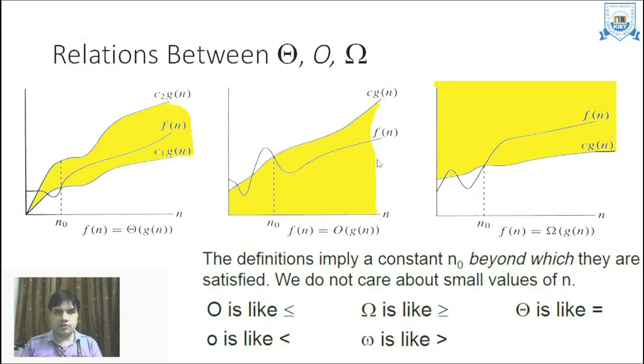For n naught in case of big O notation, f(n) is always less than c times g of n, and for n naught in case of omega notation, f(n) is always greater than c times g of n. This particular case gives the best case time complexity, this particular case the worst case time complexity, and this particular case gives the average case time complexity.